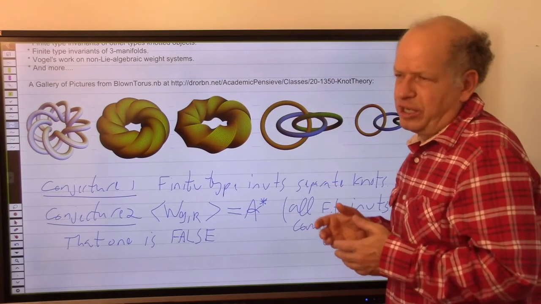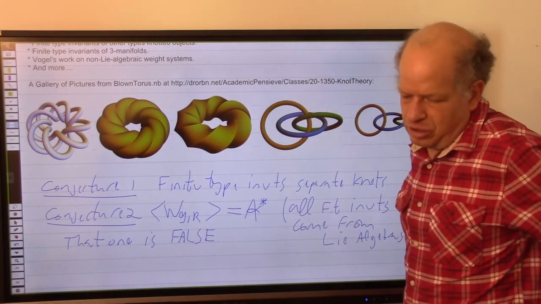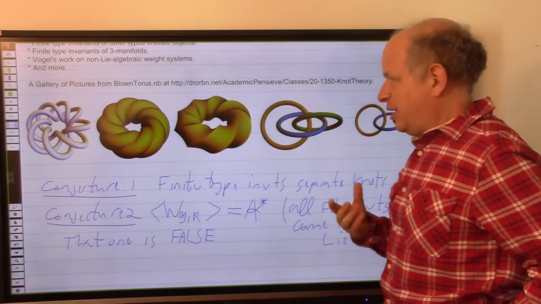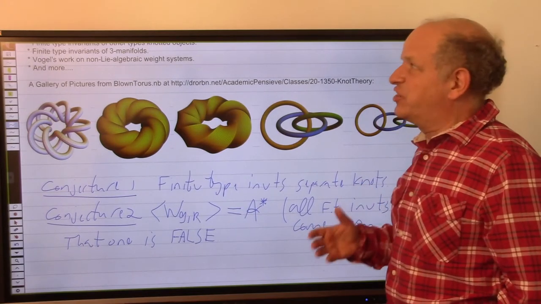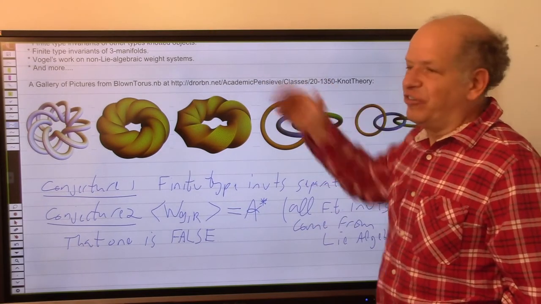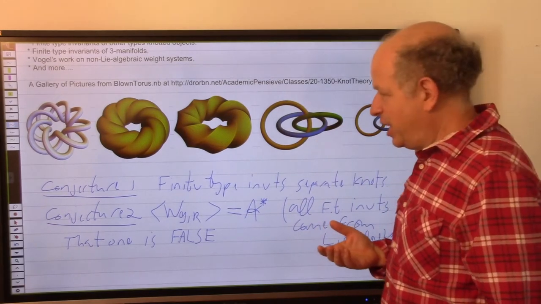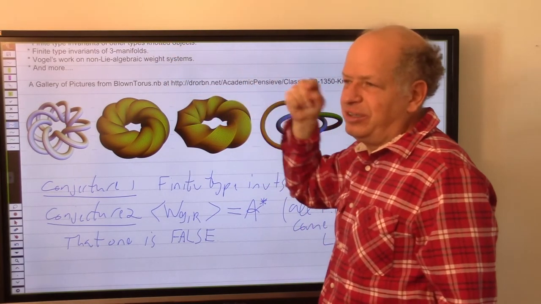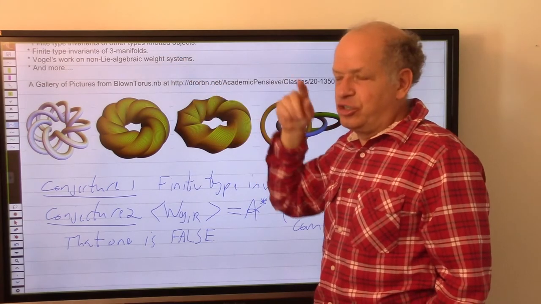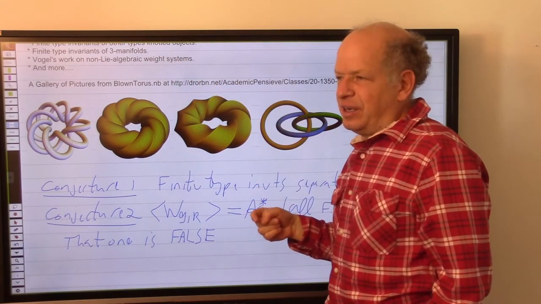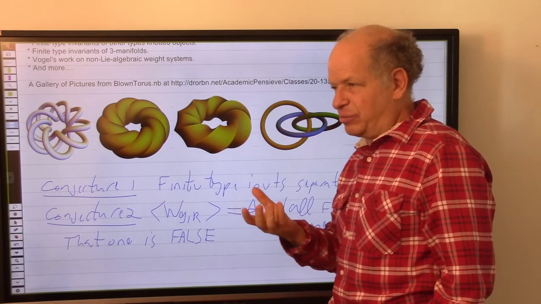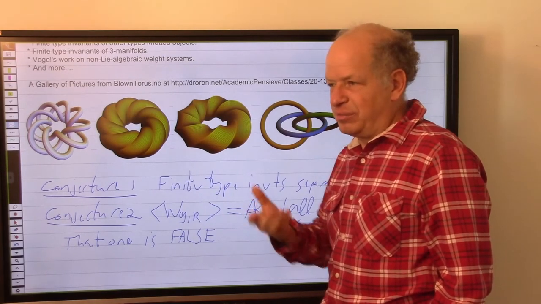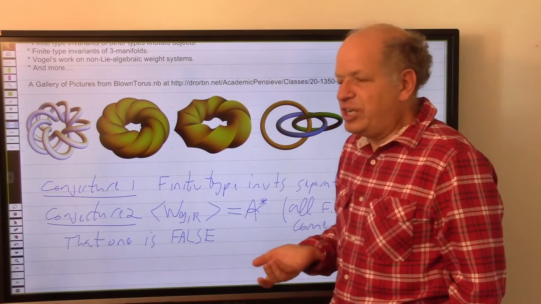There's no way we can go there without spending at least 2 weeks to get there. I'll just say that I am not satisfied with the status of our understanding of Vogel's work. Namely, in fact, he does use Lie algebras very, very deeply in his work. He just uses them in a slightly different way. And that doesn't rule out the possibility that there is some common generalization and that at the end of the day, everything does come from Lie algebras by some more intricate construction.